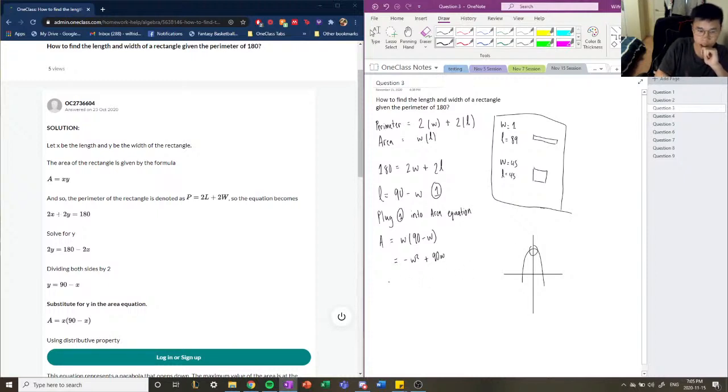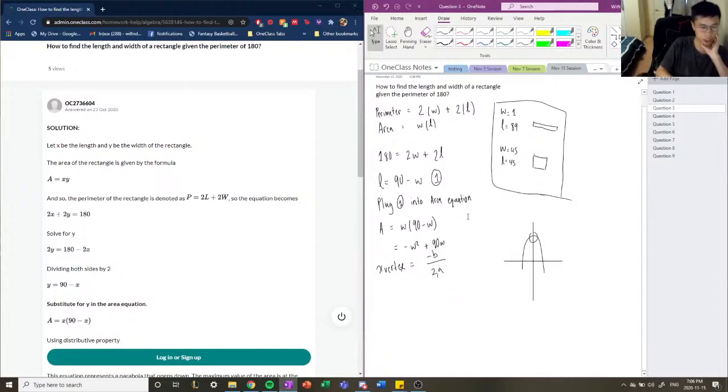So to find the vertex of the quadratic, we can do that visually, or we can use this equation. So the x value of the vertex equals negative b over 2a. Okay, and if x vertex equals negative b over 2a, we get negative 90, which is the b, divided by negative 2, which equals 45. So the x vertex is 45, and that means the y vertex, if we plug it back in, or I guess the area, would be negative 45 squared plus 90 times 45.